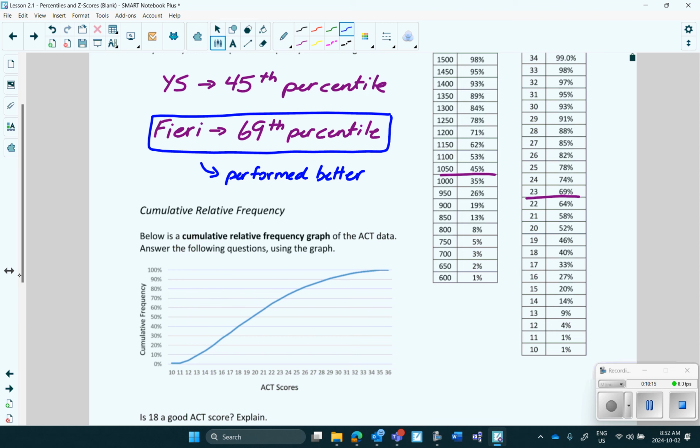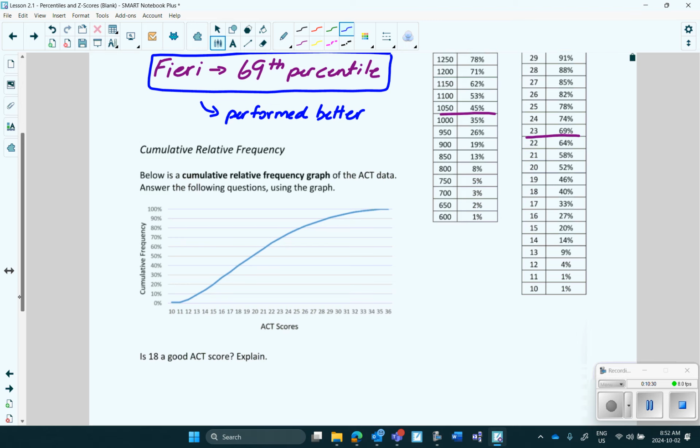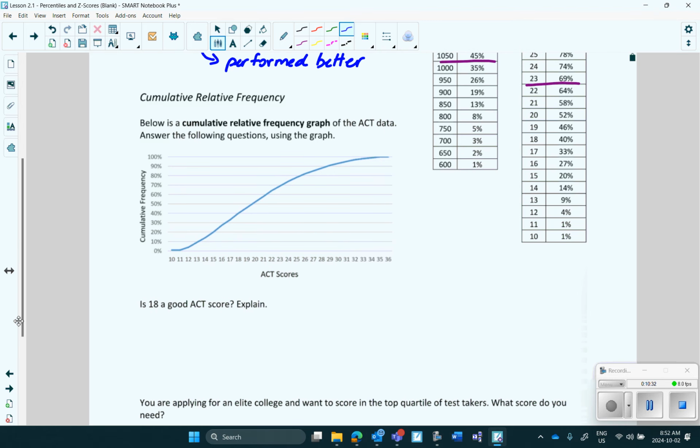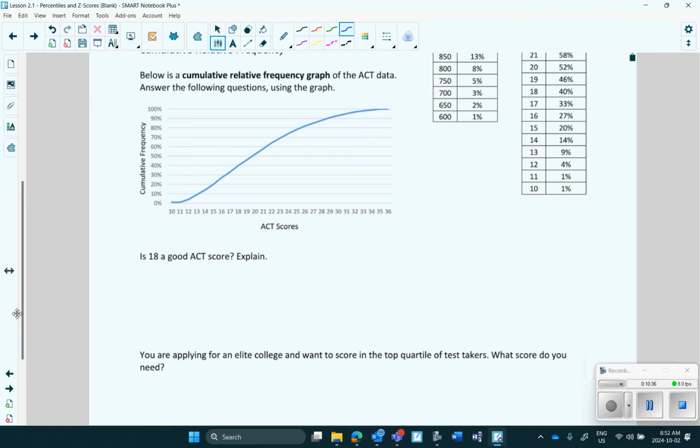36 is at the 100th percentile, obviously. We can see Fieri's score if we just go to 23 and go up here, and we can see we're at about 69. What about a score of 18? So we want to get its percentile to determine whether it's actually a good score. So if we go up here, it looks like we're at about the 40th.